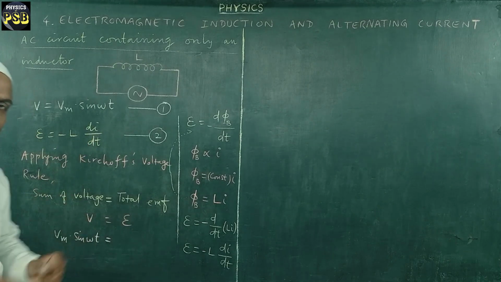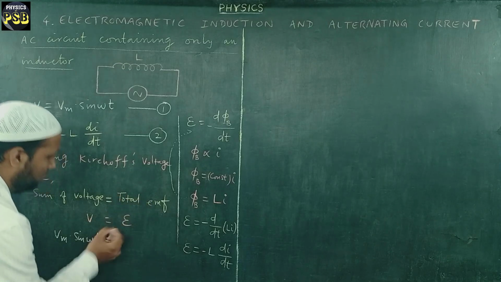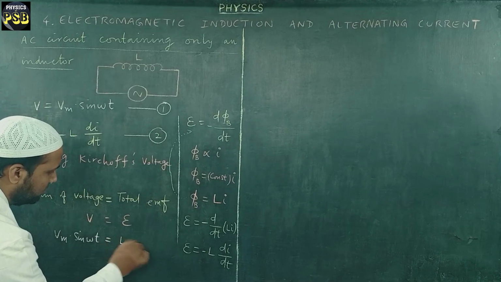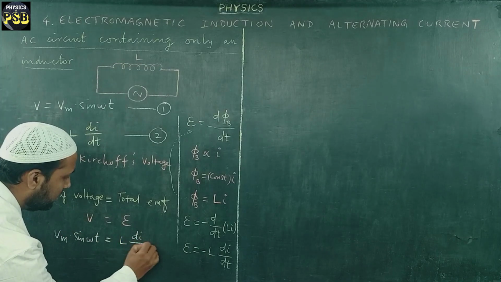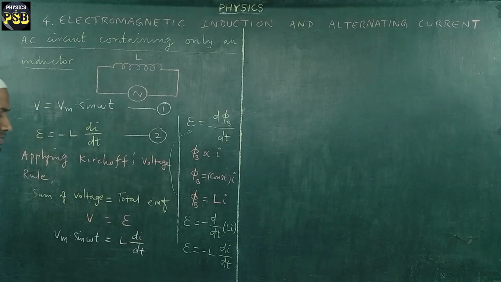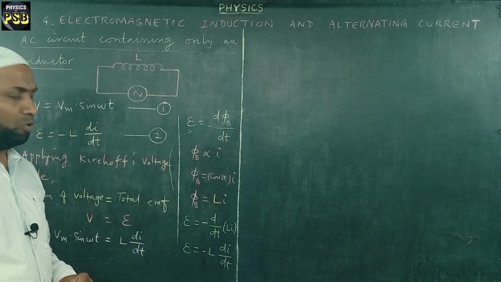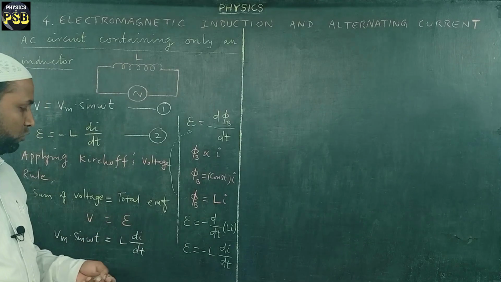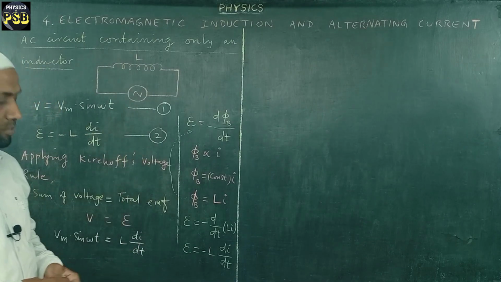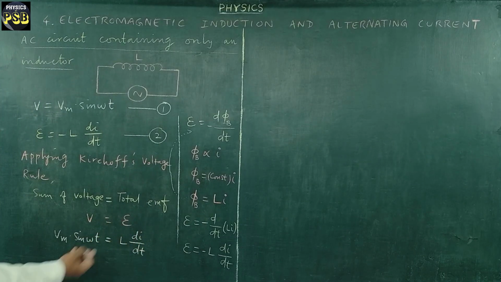But here I will write only the magnitude. It is not necessary to mention the minus sign with L here. Only the magnitude I write, so I skip the minus sign. It doesn't matter in what direction the induced EMF flows in the coil, so I have taken only the magnitude by skipping the minus sign.